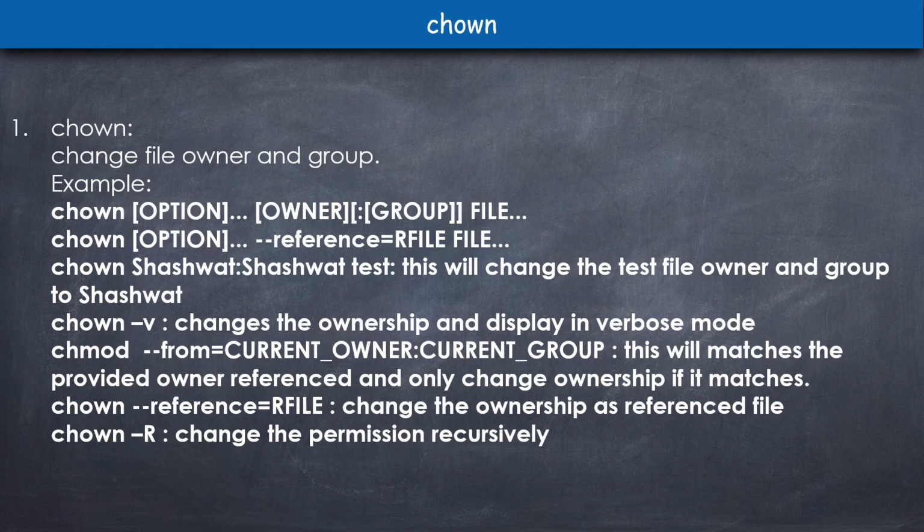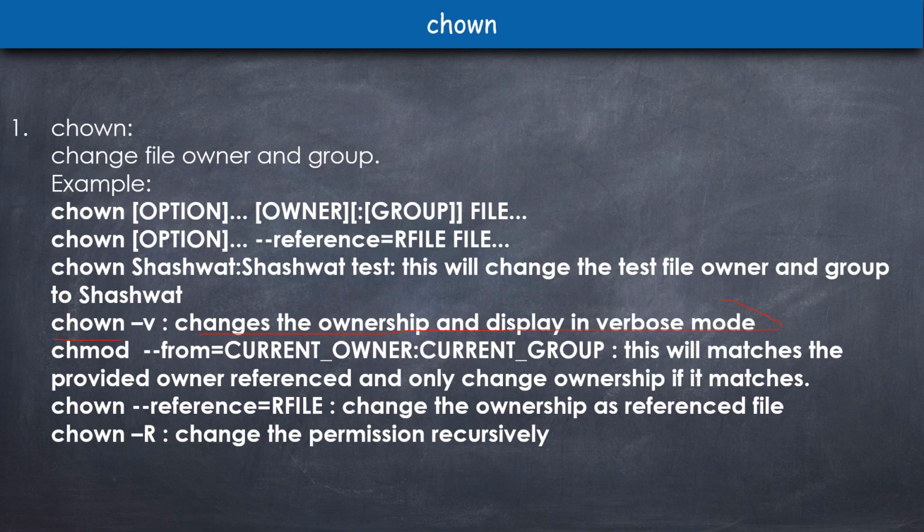Suppose I have created a file, so I am the owner of that file, and suppose I want someone else to be the owner of that file. I can use chown, to change the owner of that file. For example, chown hyphen v will display in verbose mode from what to what the ownership is changed.